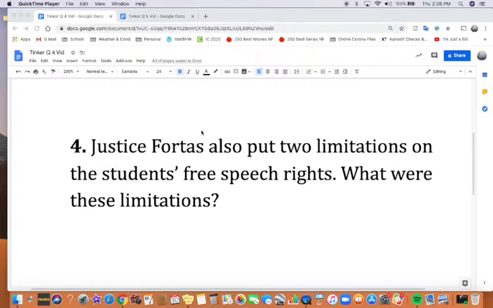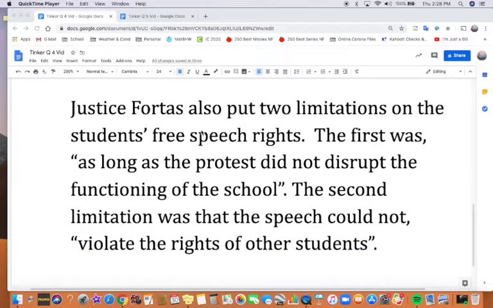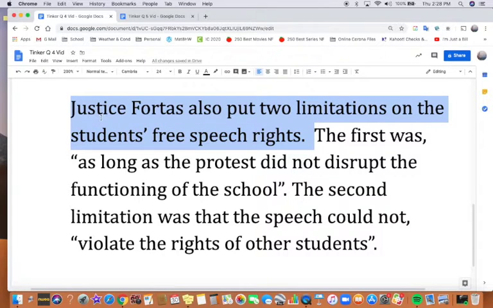This question 4 says, Justice Fortas also put two limitations on the student's free speech rights. What are these limitations? So the first thing you want to do is turn the question around and have a short topic sentence. So again, I went back to last year's work from students and I found a good example that I thought would be helpful. And here it is. Justice Fortas also put two limitations on the student's free speech rights. Now you'll notice that this is almost identical to the question, and that is perfectly okay. It's a clear example of how to TTQA, so it comes out almost identically to the question itself.